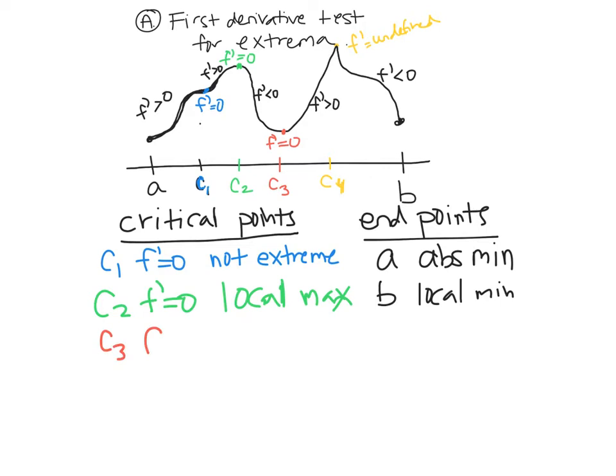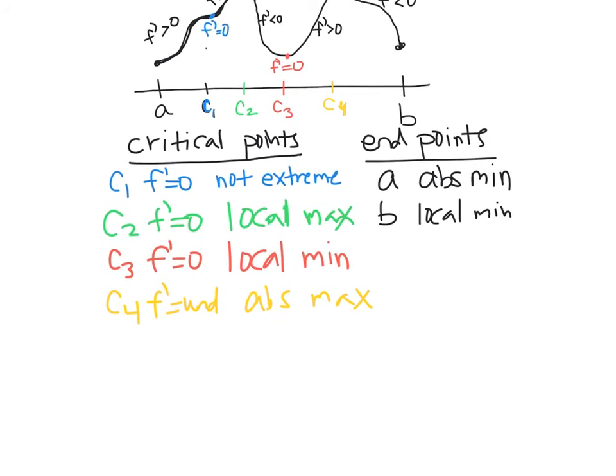C3 is where the derivative equals 0. Is that the absolute min? No, it's just a local min. A was the absolute min. So are there only critical points when the derivative is equal to 0? Not quite, because C4 is where the derivative is undefined, and that's the absolute max of the graph. So our minimums and maximums occur at the endpoints and at our critical points, where the derivative is either 0 or undefined. But if the derivative is 0, it doesn't necessarily mean that it's a maximum or a minimum, as we found out. So let's talk about that.